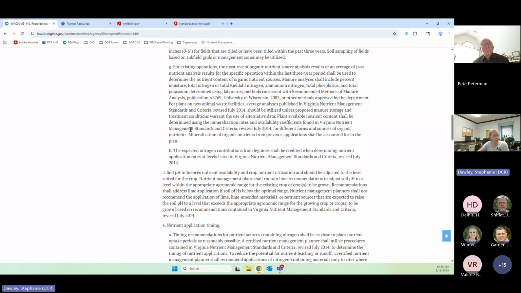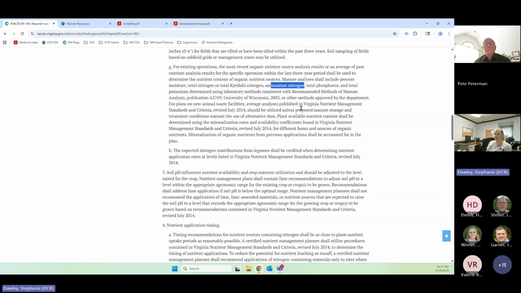We don't really have an approved manure analysis lab. The DCR uses Clemson. We've had an agreement with them for ages. Other labs are acceptable as long as we get results that have total nitrogen or TKN. I can never remember how to pronounce the K, so I'm just going to call it TKN. Ammonium nitrogen, total phosphate, total potassium, and the percentage of moisture. As long as the lab runs those results, we can use them.